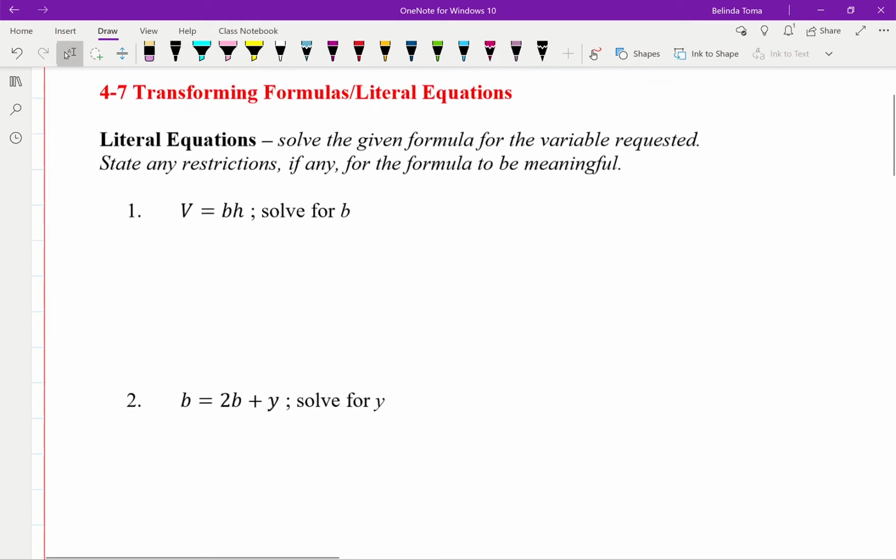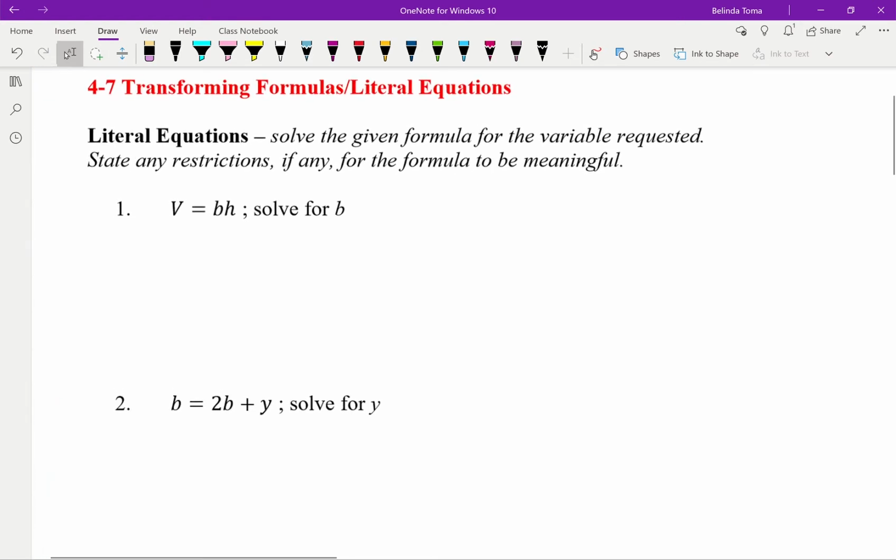All right, so our directions are here at the beginning. We are going to solve the given formula for the variable requested, but in addition, we're going to state any restrictions, if any, for the formula to be meaningful. What that really means is we're looking for whether we end up with a variable in the denominator. We want to remember that we cannot divide by 0. So that's what we're going to be looking at for any restrictions.